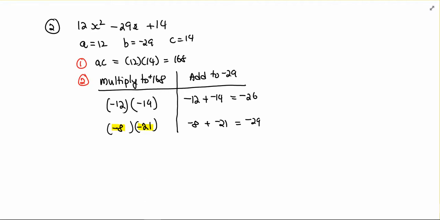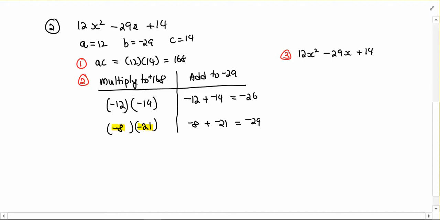So step 3 is to take 12x squared minus 29x plus 14, and now we break up that middle term. The middle term is what we replace. We replace it with the two numbers we have. Again, it doesn't matter which one we use first. And then plus 14. And now we group and factor.